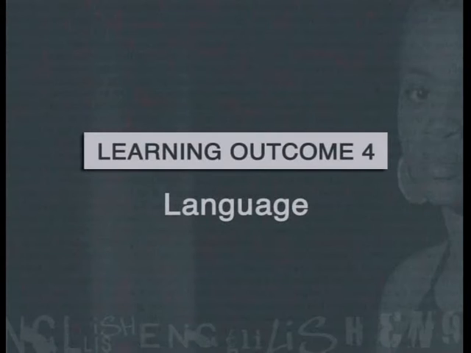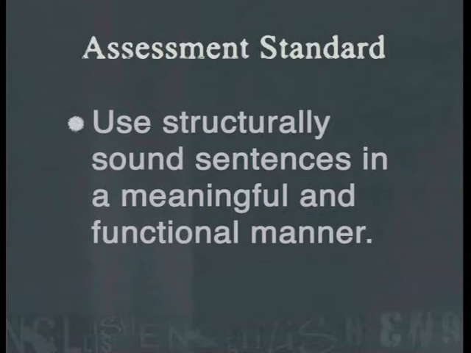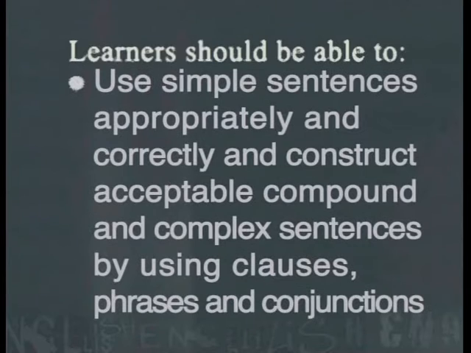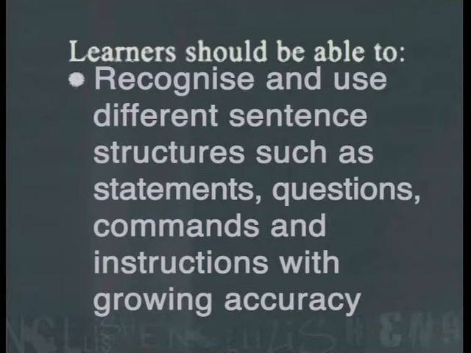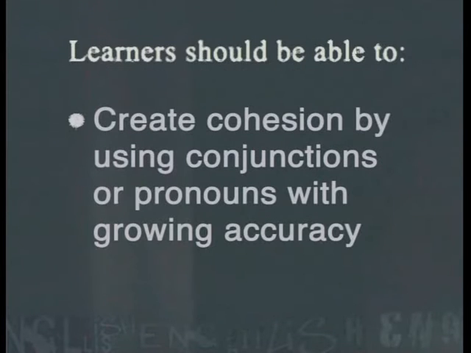The following lesson is linked to Learning Outcome 4, Language. It addresses the assessment standard that requires learners to use structurally sound sentences in a meaningful and functional manner. Learners should be able to use simple sentences appropriately and correctly and construct acceptable compound and complex sentences by using clauses, phrases, and conjunctions. Learners should also be able to recognize and use different sentence structures such as statements, questions, commands, and instructions with growing accuracy. Learners should also be able to create cohesion by using conjunctions or pronouns with growing accuracy.